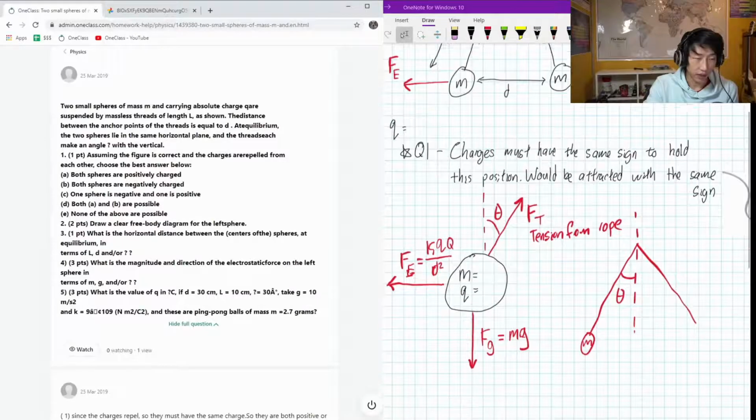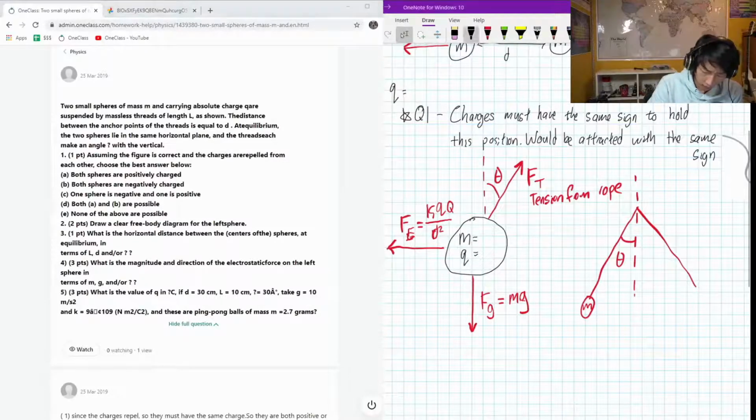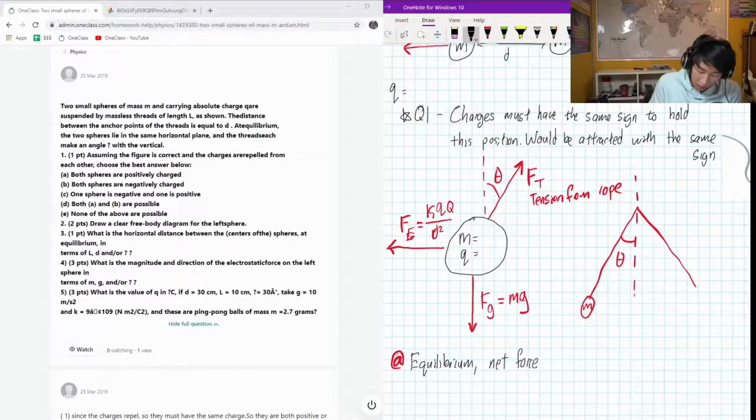Okay, so what we need to do for this is we know that at equilibrium, net force must be 0. Because if the net force was not 0, well, they'd be moving. And equilibrium means they're not moving. So we've got to have a 0 net force.